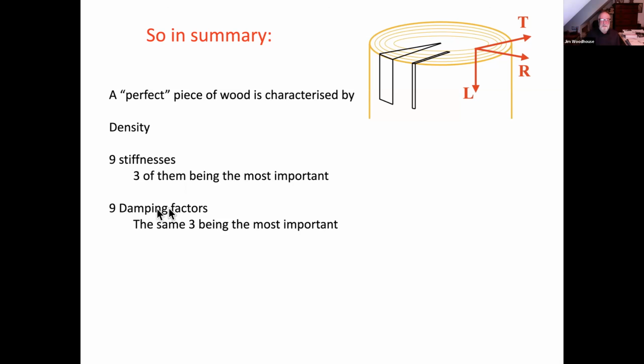Associated with those, there are 9 damping factors, and the same 3 of those are the most important. So as a minimum characterization, you need 1 density, 3 stiffnesses, and 3 damping factors. All of those you could measure using that rectangular plate measurement. 2 of the stiffnesses and 2 of the dampings you could measure with beam samples, but you don't so easily get the twisting stiffness from that.